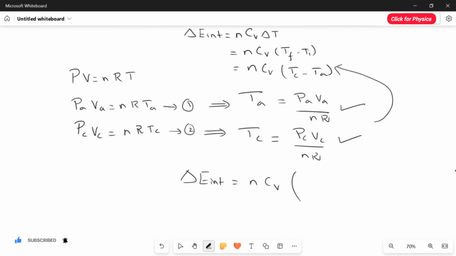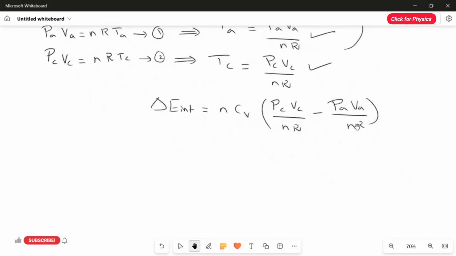In place of TC, I have to substitute PC VC over NR minus, in place of TA, I have to substitute this equation PA VA over NR. So we take NR outside because these terms are common. It's a common term inside the bracket. So we can rewrite this equation as NCV multiplied by 1 over NR inside the bracket PC VC minus PA VA.